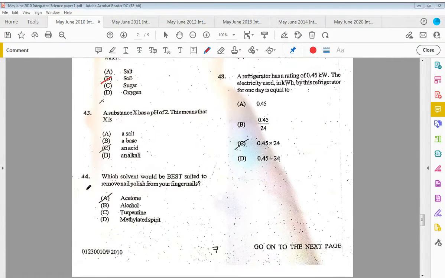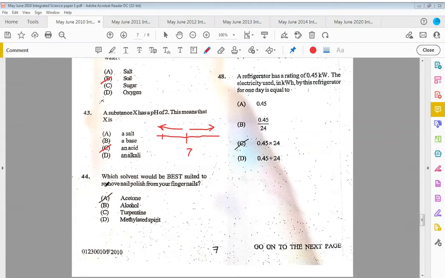43. A substance X has a pH of 2. That means that X is C, an acid. If we were to draw, let's say, a very simple pH scale here, we know we have 7 in the middle, which is neutral. If we go to this side, we're talking about alkaline material. If we are on this side, then we're talking about acids. And 2 would be somewhere here. It's on the acidic side, so it's an acid.